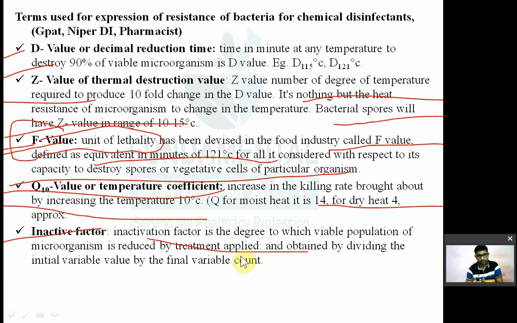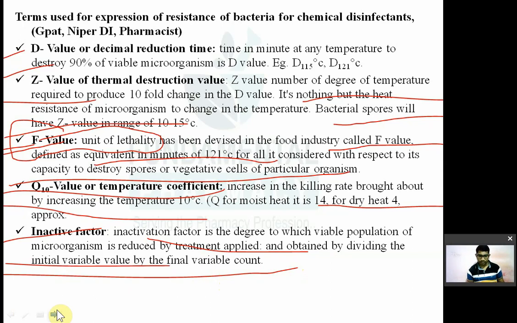और obtained by dividing the initial value by final viable count. इनिशियली वायबल काउंट करते हैं बैक्टीरिया, कितना बैक्टीरिया है उसमें, और उसके बाद में ट्रीटमेंट अप्लाई किया आपने, जैसे फिनॉल डाल दिया उसमें कुछ अमाउंट कॉन्सेंट्रेशन में, या फिर ड्राई हीट को सब्जेक्ट किया या फिर मॉइस्ट हीट को सब्जेक्ट किया, उसके बाद में फिर से चेक करना है वायबल काउंट. तो degree to which viable population of microorganism is reduced by specific treatment, that is inactivation factor.